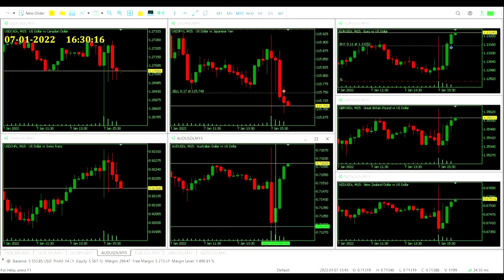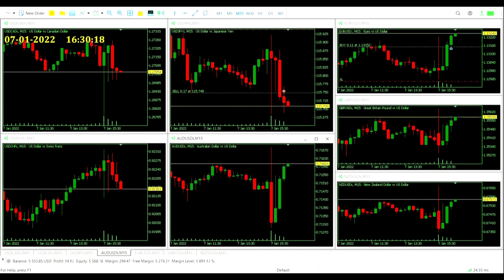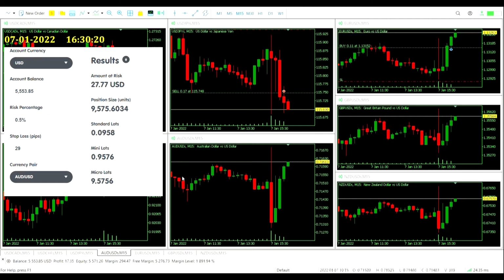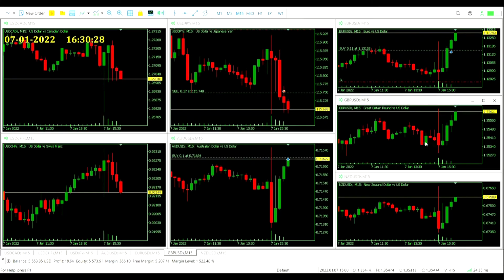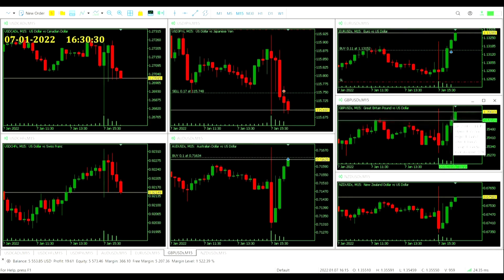So we need to measure this out right here. And that is 29 pips. So we can do 0.5% risk to that. Is a round up to 0.10 lots. Buying. Already in on the euro. We got the pound US dollar. That's also come with a buy.